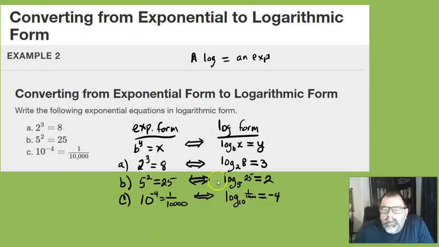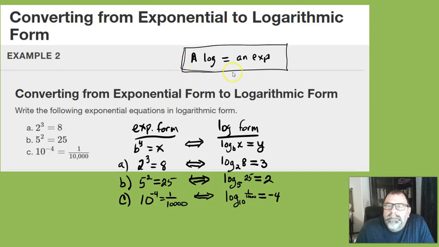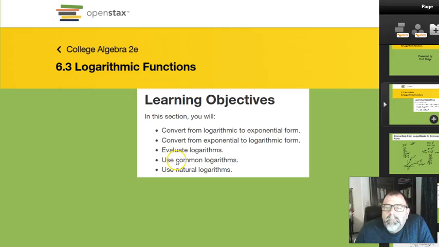Okay, so hopefully just practice that. Hopefully that will sink in. Again, you want to keep repeating this to yourself: a logarithm is an exponent. Log equals an exponent. Okay, moving on to evaluating logarithms.